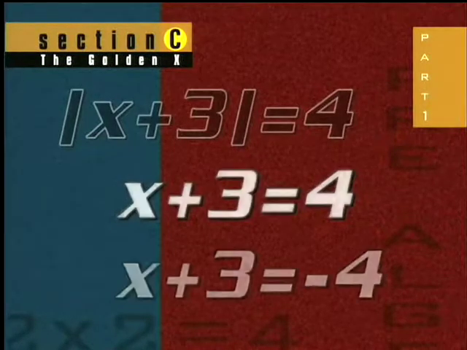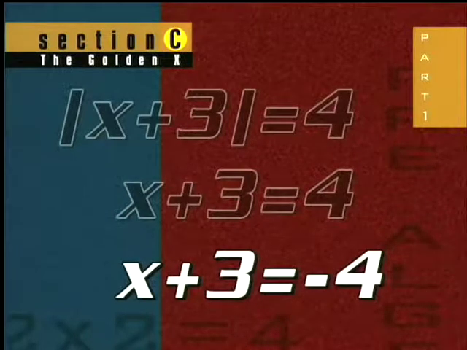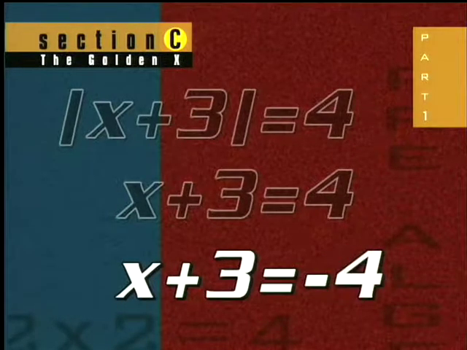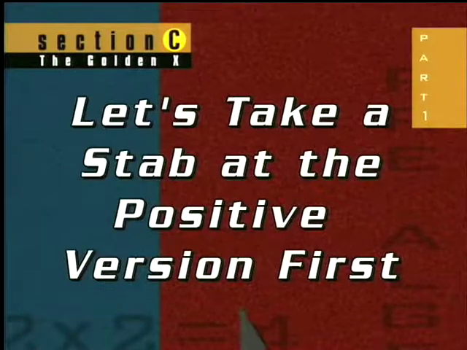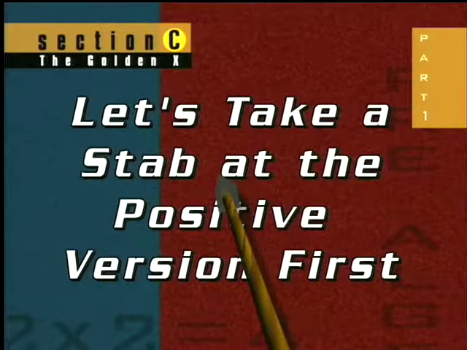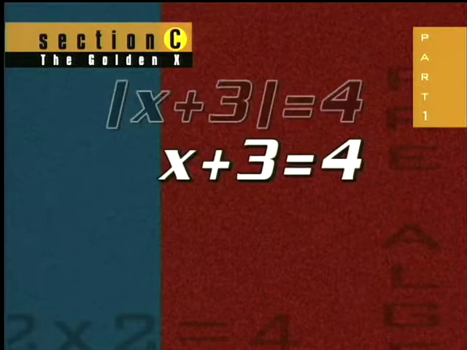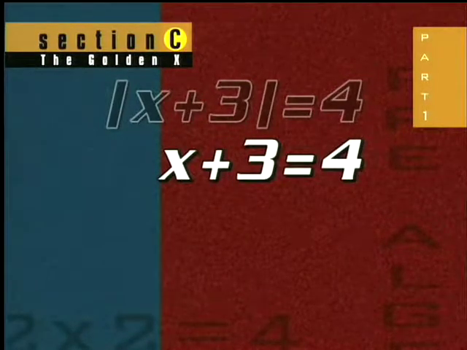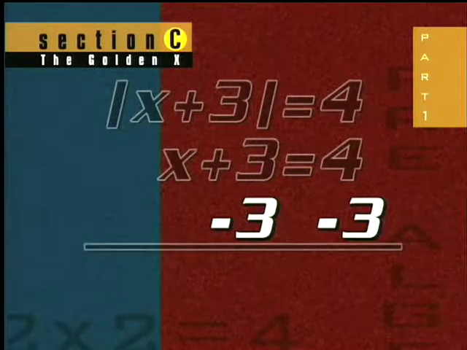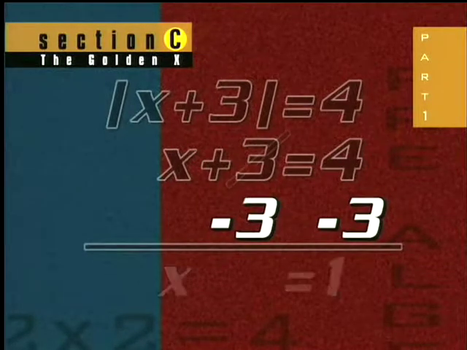Same thing here. The absolute value of x plus 3 equals 4 means we've got x plus 3 equals positive 4, and x plus 3 equals negative 4. We've got a positive version and a negative version. Let's take a stab at the positive version first. For the positive version, we take x plus 3 equals 4 and simply solve it like we've been doing. We subtract the 3 from both sides, and this gives us x equals 1.